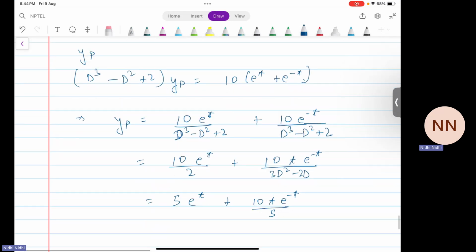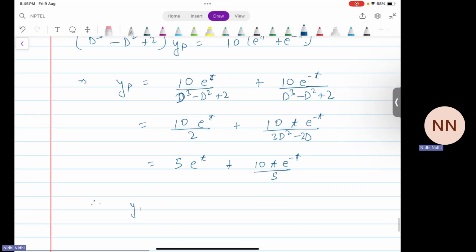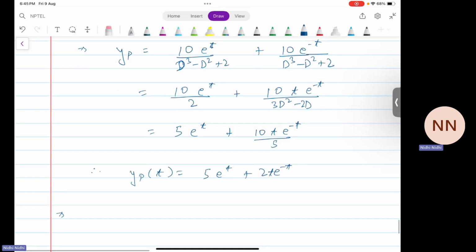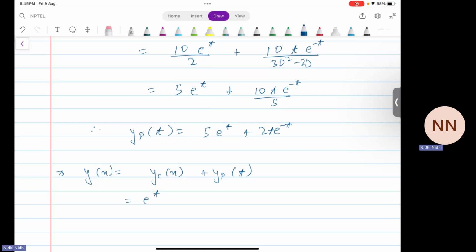Therefore, our particular integral y_p(t) is equal to 5 e to the power t plus 2t e to the power minus t, which implies that our general solution y(x), which was y_c(x) plus y_p(x), is equal to c1 e to the power minus t plus e to the power t (c2 sin t plus c3 cos t) plus 5 e to the power t plus 2t e to the power minus t.